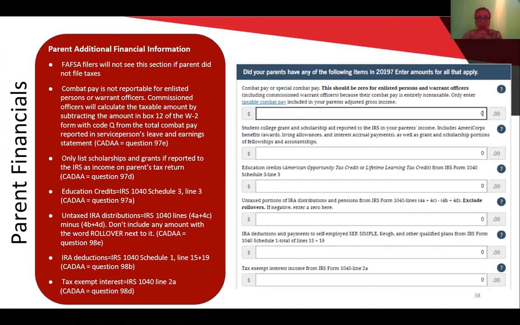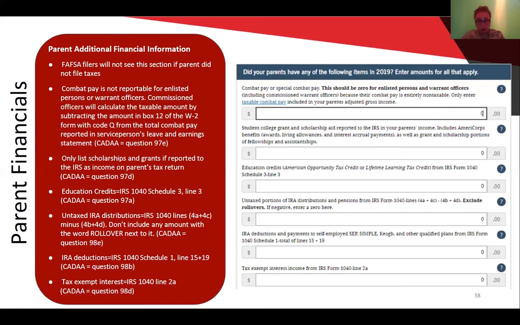Also, for this question, usually this type of income is more common for students than parents. But if parents do have it, the way it may be found on the tax return is it may be reported on line 1 of the 1040 next to where the wages are reported. And there would be an annotation with the letters SCH, and that's short for scholarships.